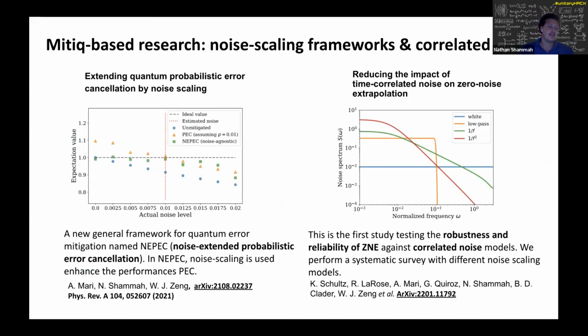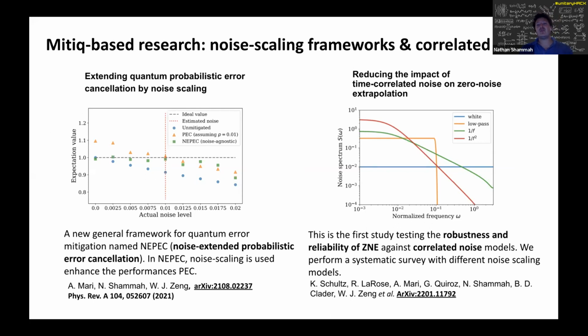Really briefly, we are performing research with partners, but we're also seeking more collaborations, also to test the limits and applicability of error mitigation techniques. The first paper on the left creates a more general framework to think about error mitigation techniques, and extends it with noise-extended probabilistic error cancellation, a technique I mentioned before, which can be visualized in a way that is to some extent homogeneous with respect to zero noise extrapolation.